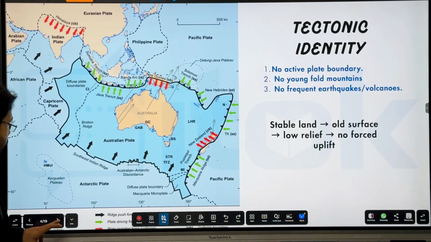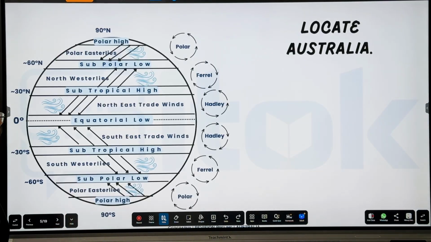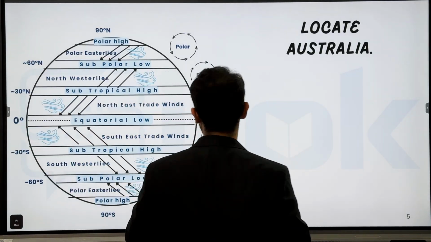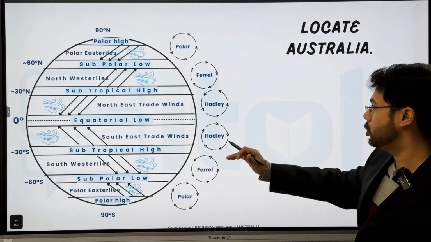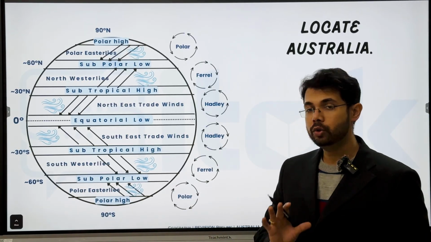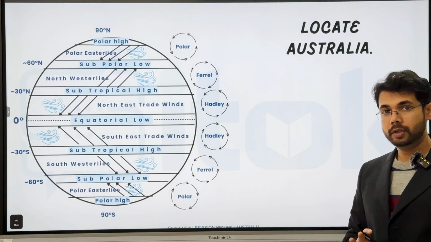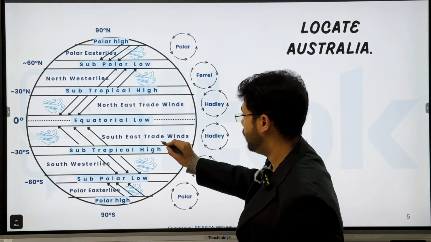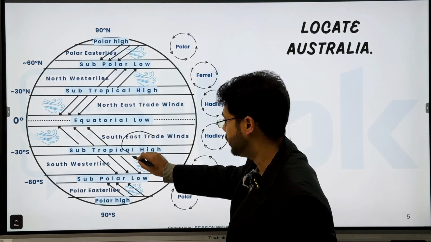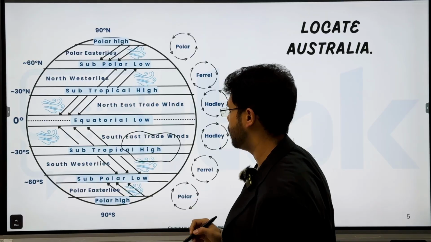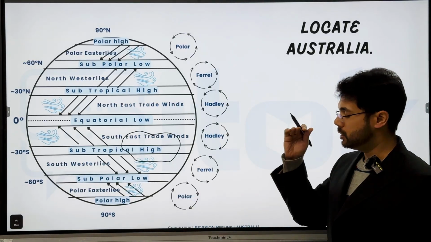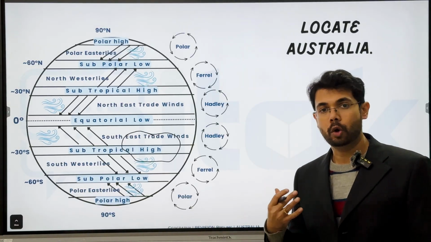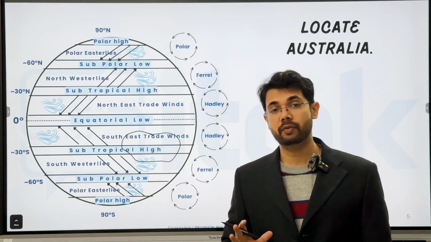So let's move forward. Now, when we have an entire wind system with the subtropical high and equatorial low, where do you think Australia will be? Pause the video here and try to locate Australia. Australia will be somewhere around here, because the Tropic of Capricorn, we know, falls right in the middle of Australia. So whenever this question comes in the exam with any continental mass, try to look at where it will be falling.